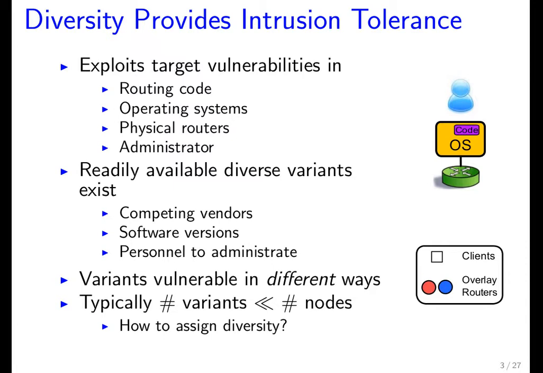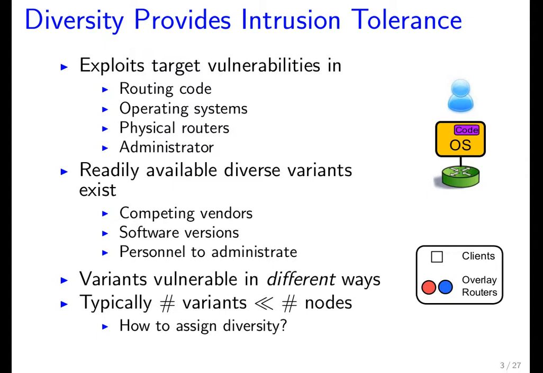There are also readily available diverse variants for each of these components due to competing hardware and software vendors, different versions of software, and different personnel to administrate. Each of these diverse variants is still vulnerable, but the key is that they're vulnerable in different ways. So if you deploy multiple variants in your network, even if the attacker succeeds and finds vulnerabilities for some, there still should be a surviving network to offer connections among the clients.